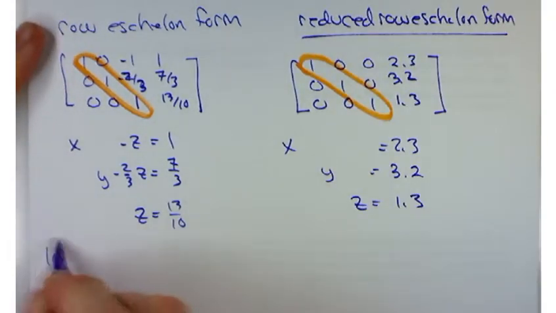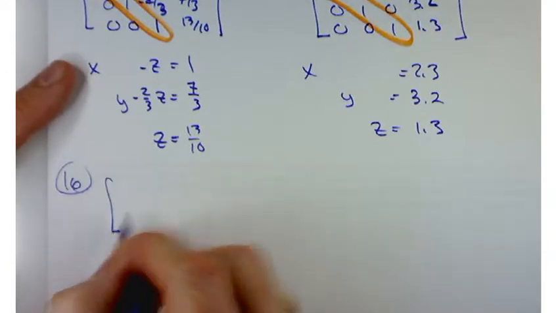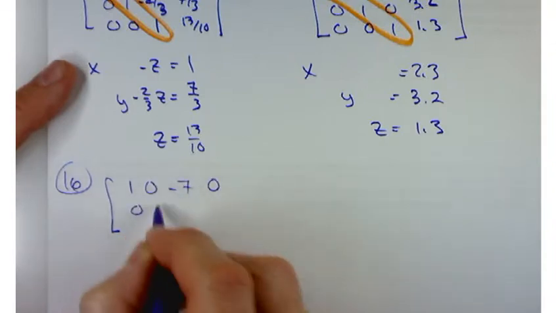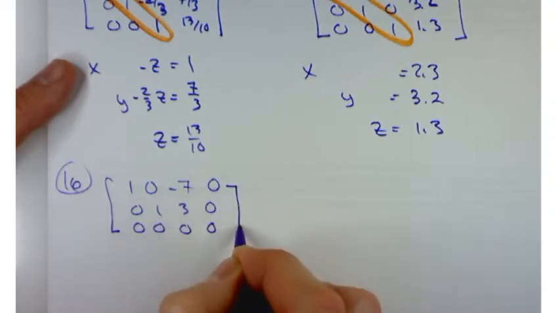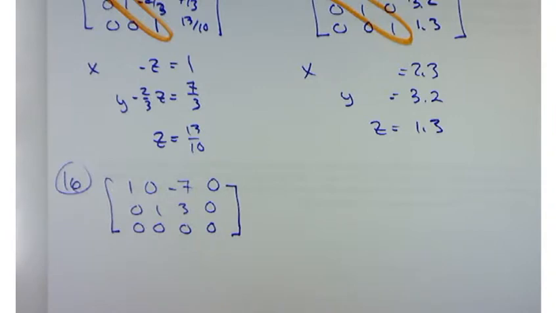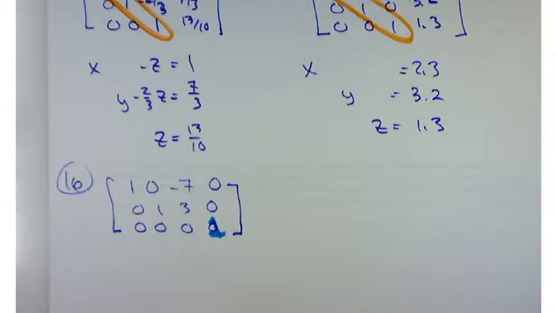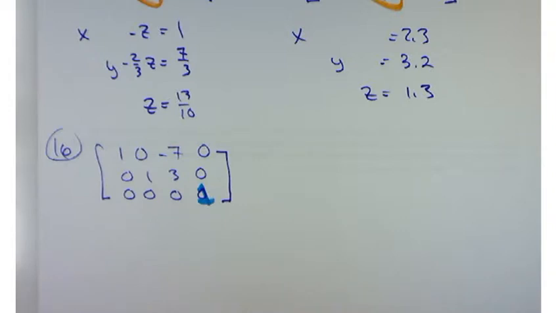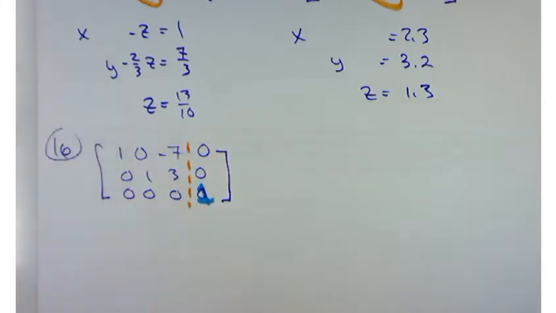Let's build off that a little bit. Take a look at problem number 16. 1, 0, negative 7, 0, 0, 1, 3, 0, 0, 0, 0, 0. Oh, excuse me, no, it's not a 0 there, it's a 1. It's a 1 right here. Let's see if we can write down the system of equations that corresponds to this augmented matrix. Even though it's not written, it's understood that this is your right-hand side.